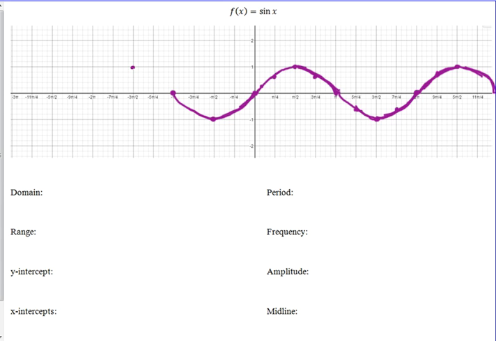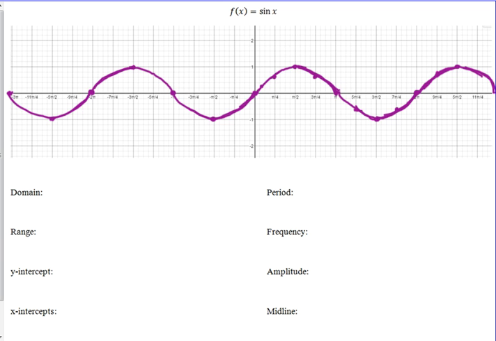Negative 3 pi over 2 is the same as pi over 2, so it has the same y value of positive 1. Negative 2 pi is the same as 0, or 2 pi, so it has a y value of 0. And I can keep repeating this pattern over and over again as many times as I need to. Oh wait, that's in the wrong spot right over there. Okay, so negative 5 pi over 2 would also be negative 1. 3 pi would be 0. There we go. All right, so it just keeps repeating itself over and over again.